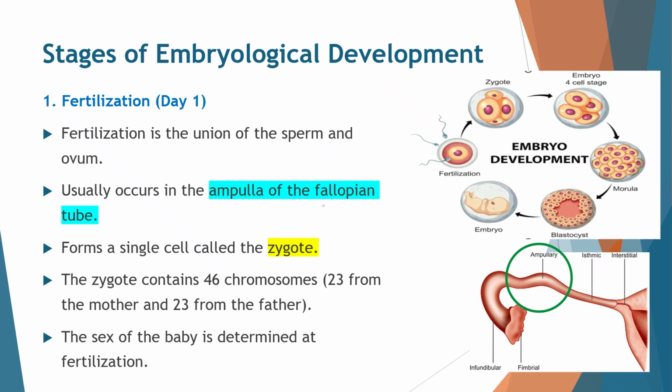Now here's another interesting fact. The sex of the baby is determined at the time of fertilization. The ovum always carries an X chromosome, while the sperm can carry either an X chromosome or a Y chromosome. If an X-bearing sperm fertilizes the ovum, the baby will be a girl, XX. If a Y-bearing sperm fertilizes the ovum, the baby will be a boy.